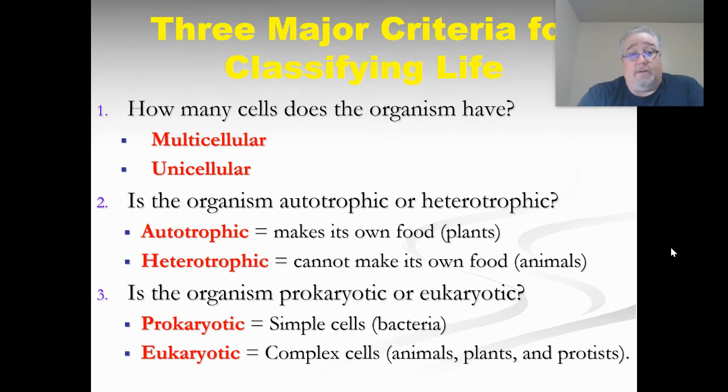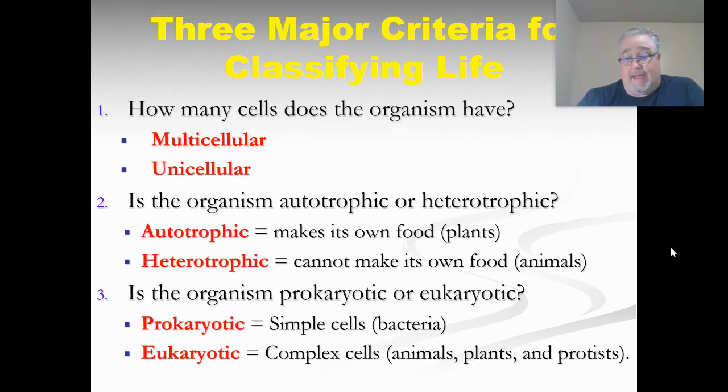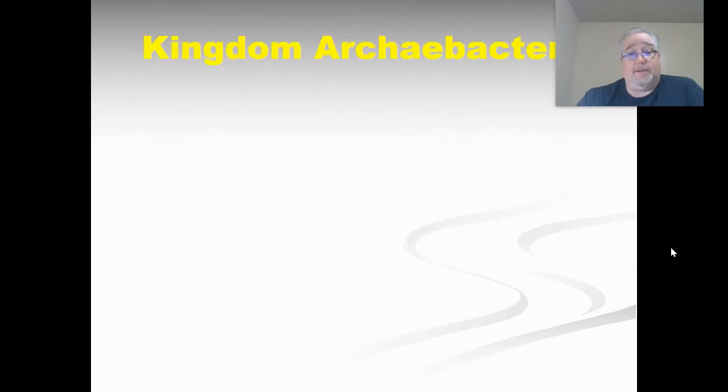Eukaryotic are much more complex. Animal cells, for example, right? You might have learned in middle school all those organelles like ribosomes and Golgi bodies and all that stuff. Those are complex cells. Those are eukaryotic. We'll learn a lot more about those down the road, but for right now, every organism is one or the other. All right. So when we classify things, we have to answer those three questions. So let's start off with the Archaebacteria.